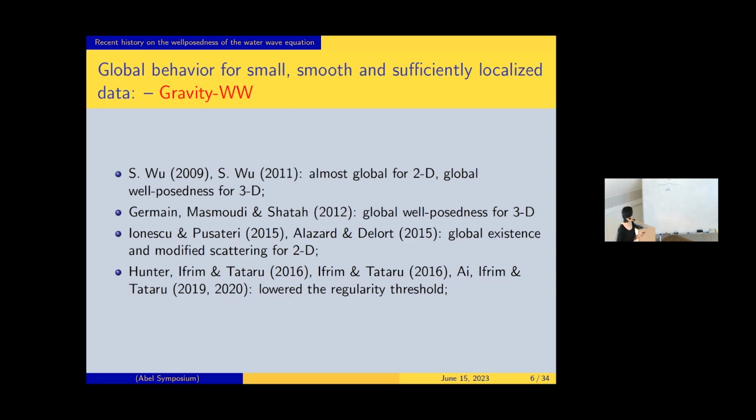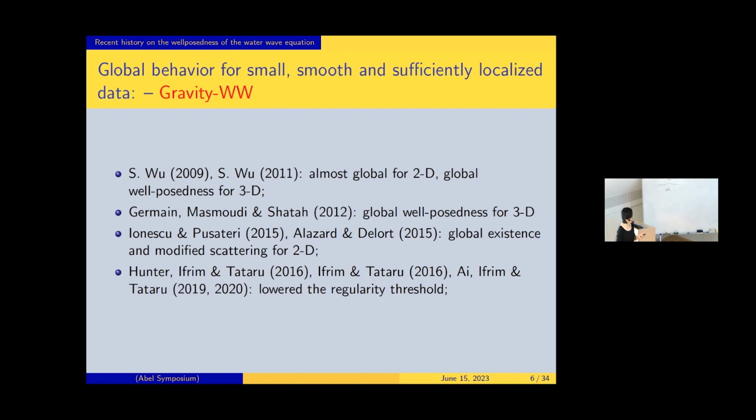We have also seen work for small, smooth, sufficiently localized initial data. In these early works, we were able to show that for data of size epsilon, you can solve the 2D water wave for time exponential, e to the 1 over epsilon. This is the so-called almost global existence. For 3D, the solution exists globally in time for small data. And Germain, Masmoudi, and Shatah gave a different proof of global well-posedness for 3D, and additionally they also obtained scattering.